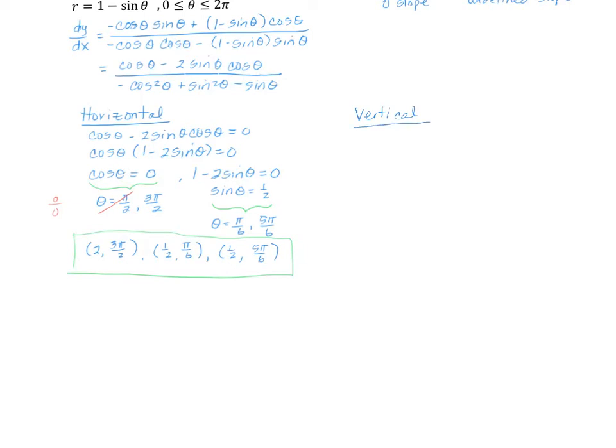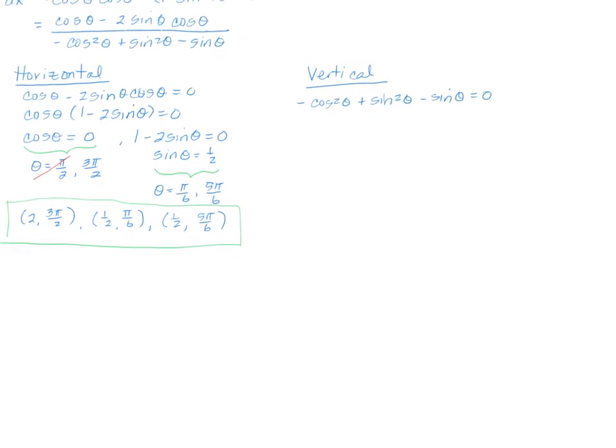So remember, we're setting the denominator, which is negative cosine squared theta plus sine squared theta minus sine of theta, equal to 0, to see where it's undefined. Now that negative cosine squared theta, cosine squared is 1 minus sine squared, so this is negative in parentheses 1 minus sine squared. What I'm doing here is writing this expression with only sines, because that seems to be the easiest way to solve this trig equation.